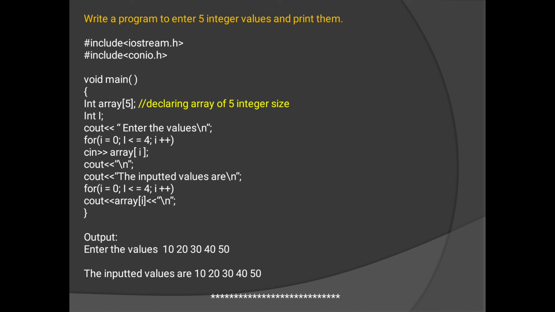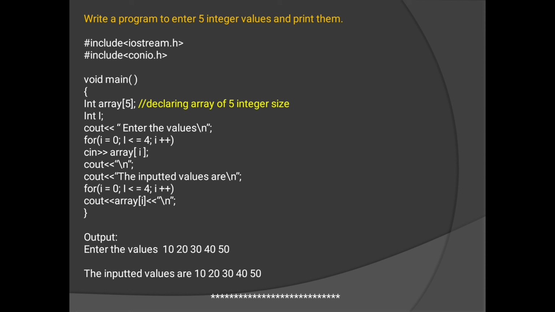Based on that, the test condition is i less than or equal to 4. Why? Since i starts with 0, 0 is less than or equal to 4, 1 is less than or equal to 4, 2 is, and so on up to 4 is less than or equal to 4, so the loop will continue 5 times. If we make it i less than 4, the loop will continue only 4 times. That's why it is written i less than or equal to 4.